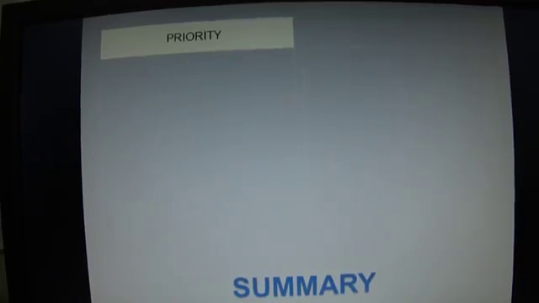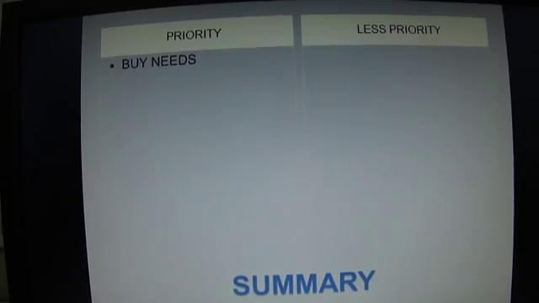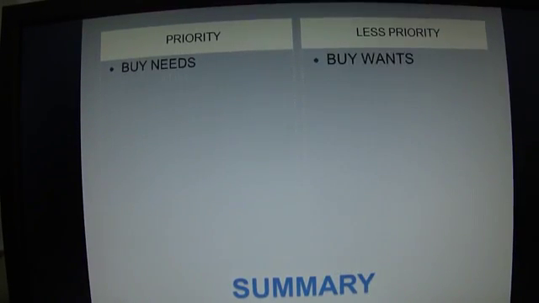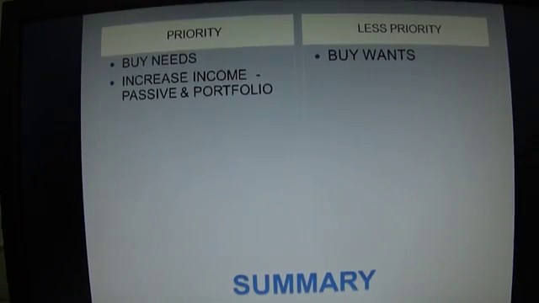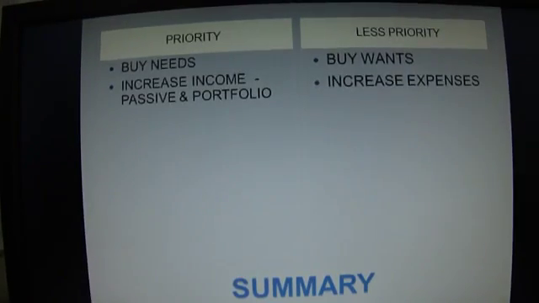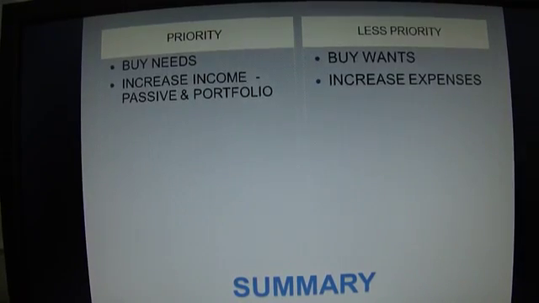To sum up everything we have learned in this presentation, our priority is to buy our needs. Less priority is buying our wants. Prioritize increasing income by generating passive and portfolio income. Don't increase your expenses, instead maintain them while you're in the building assets stage.